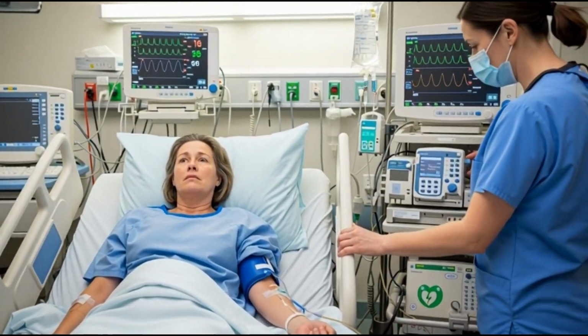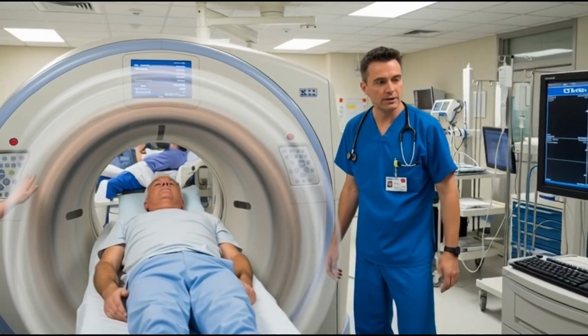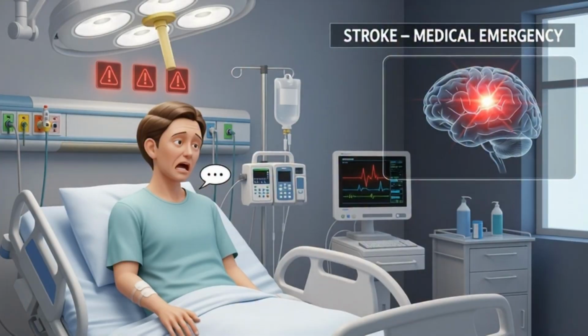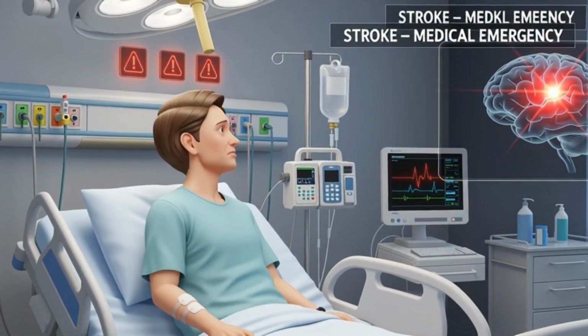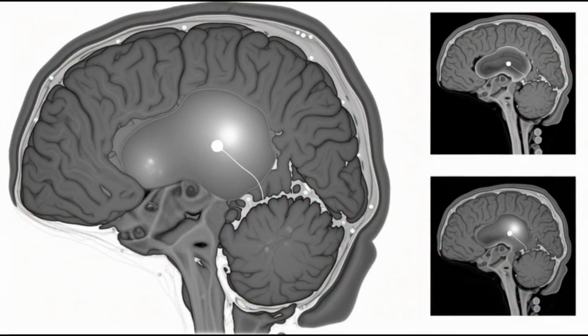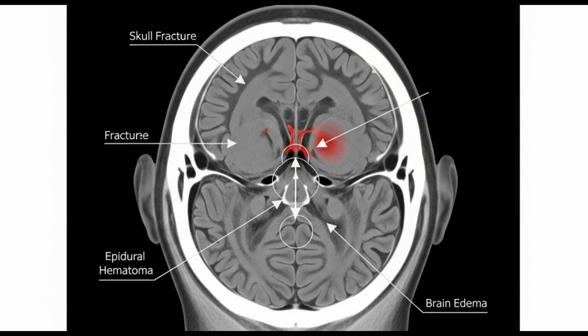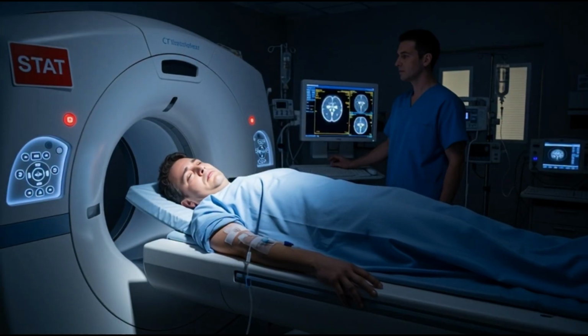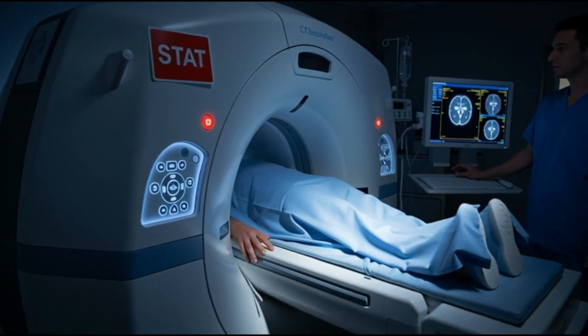CT scan is preferred because it is fast and easily available, can be performed in unstable patients, and is extremely sensitive for detecting acute hemorrhage. CT also helps rule out other conditions such as brain tumors, head injury, subdural or epidural hematoma. That is why non-contrast CT brain is the first-line investigation in acute stroke.